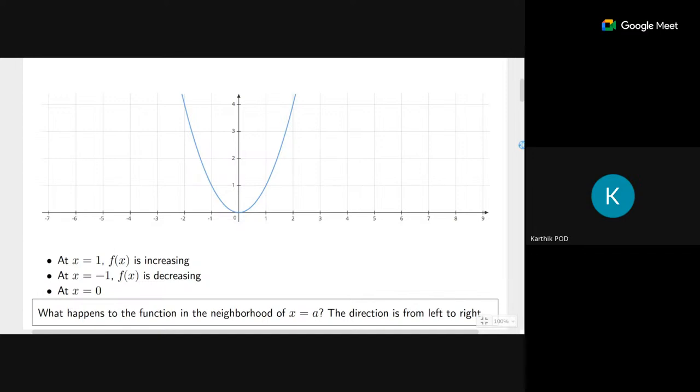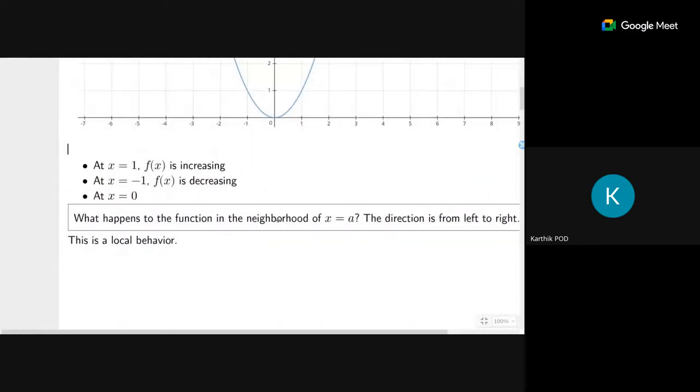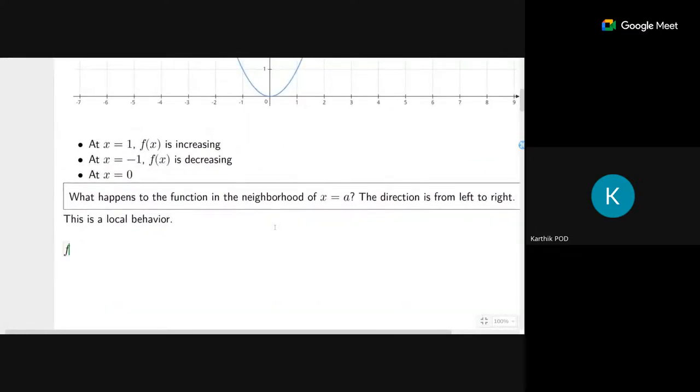So we can't universally say that at all points f of x is increasing or at all points f of x is decreasing, though there are some functions you could think of, right? For example, f of x equal to 2x, right? So f of x equal to 2x is increasing everywhere, right? So any point you take, it's increasing. Or f of x equal to minus 2x is decreasing, right? At all points. But in general, for a general unknown function, you can't pin down exactly what will happen globally, right? So there's no global behavior.